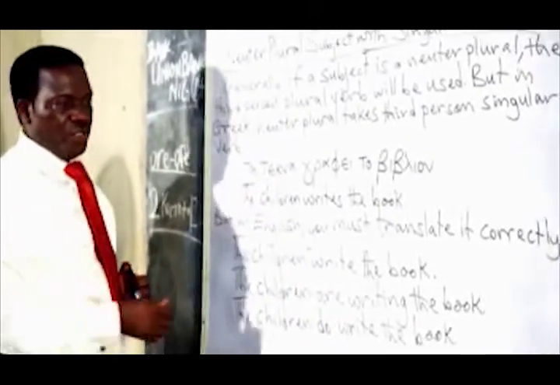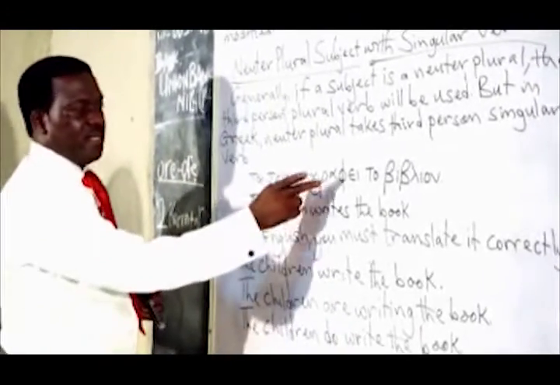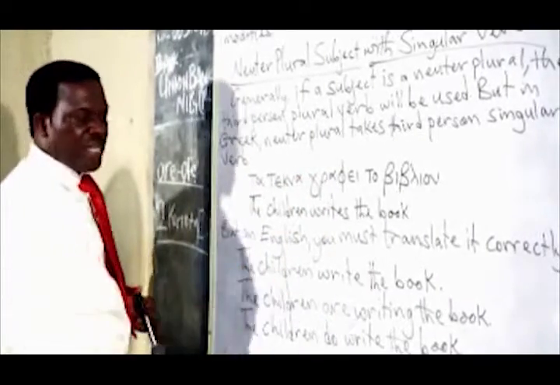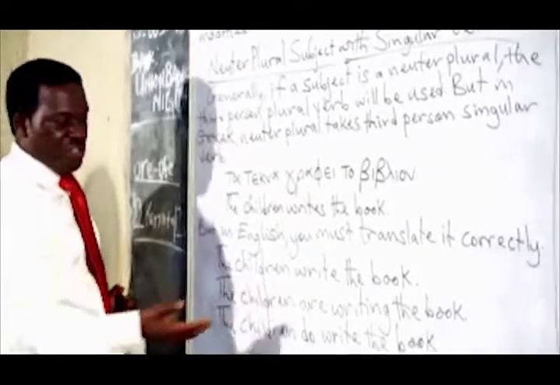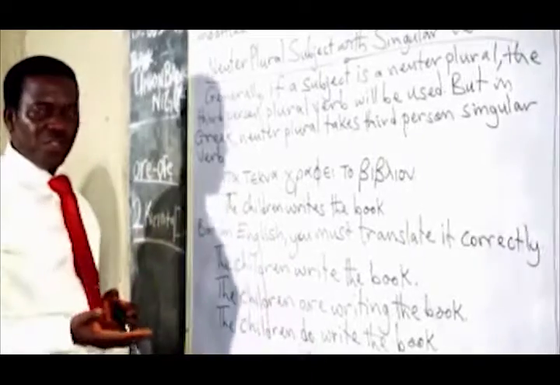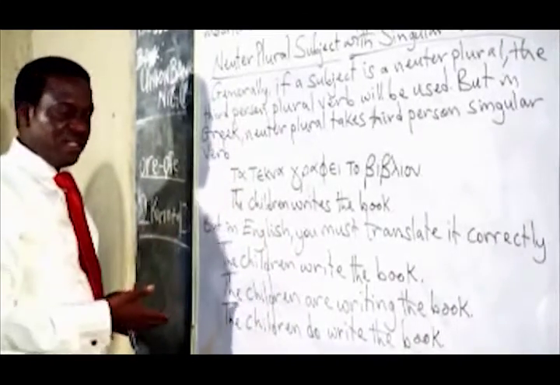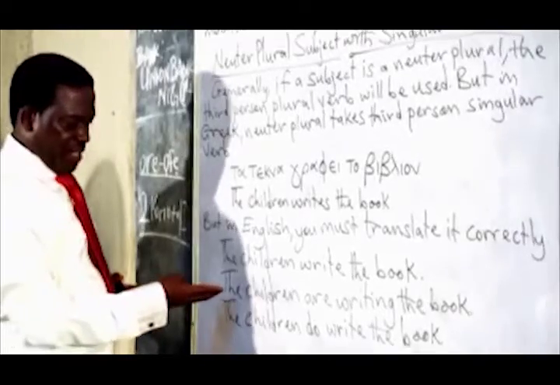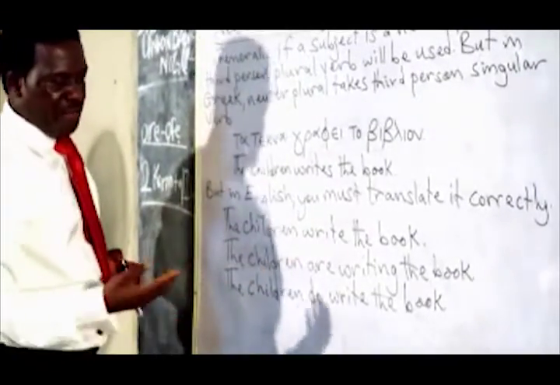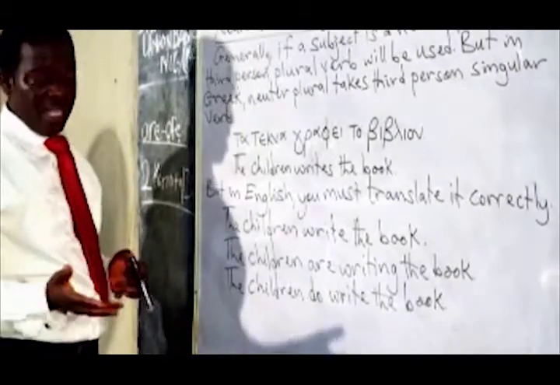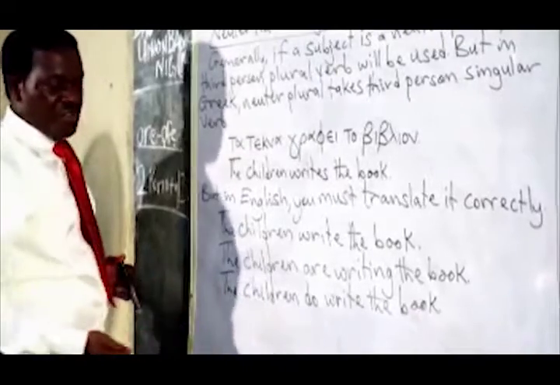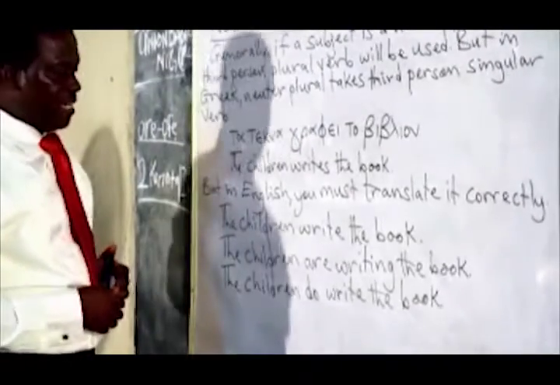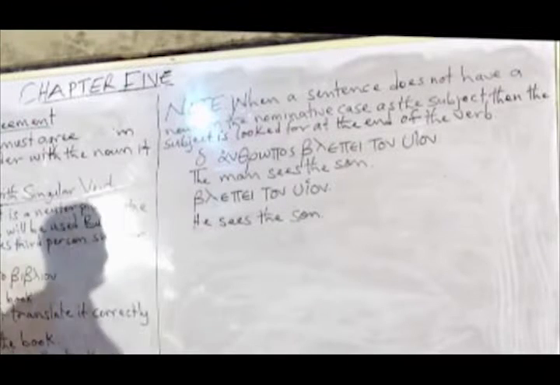But in English, you will translate this Greek sentence correctly. So these are the correct translations. The children write the book, which is present simple tense. The children are writing the book, which is present continuous tense. The children do write the book, that is present emphatic tense.